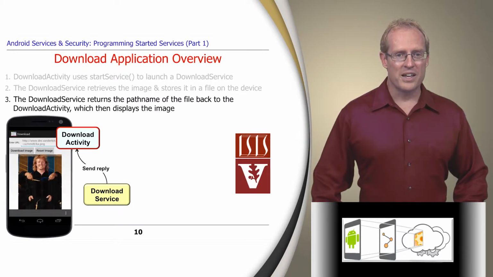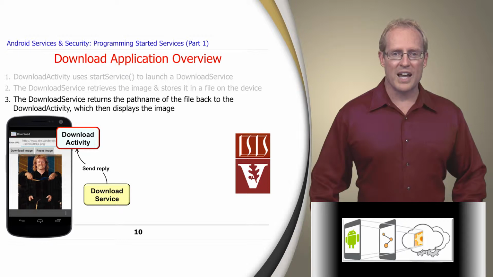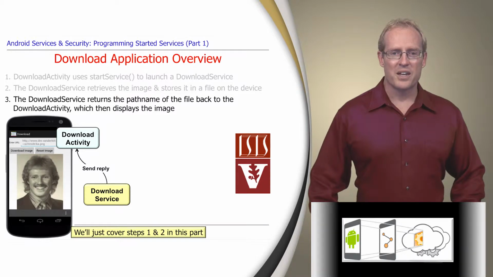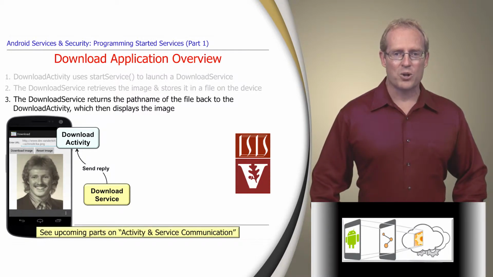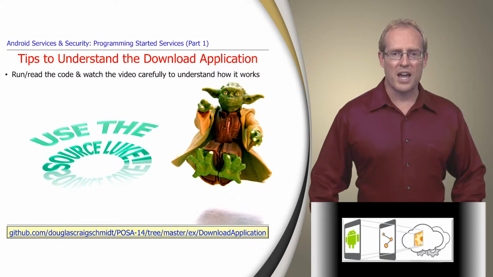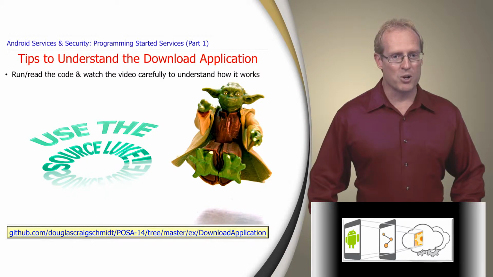If all goes well, the download service returns the path name of the file containing the image back to the download activity, which then displays the image to the user. We'll just cover steps 1 and 2 in this video. Later videos show how to return the path name from the service back to the activity using various Android inter-process communication mechanisms. The source code for the download application is available at this link, so download it and watch this video and the next one carefully, perhaps multiple times, to learn how it works.